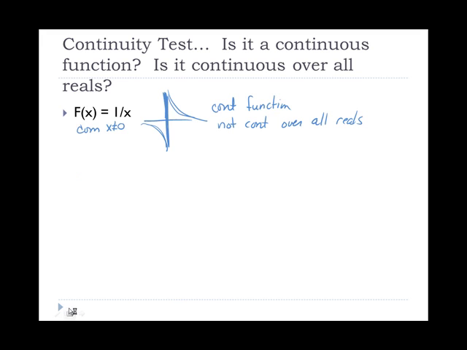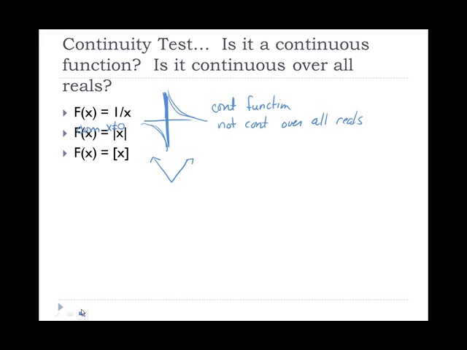Next one, f of x equals absolute value of x. That graph, if you remember, looks like a V. All right. And so, is it a continuous function? Yeah, because every approach from the left and the right equals the function value. Is it continuous over all reals? Yes, there's no break in that graph at all. So that is continuous for both.